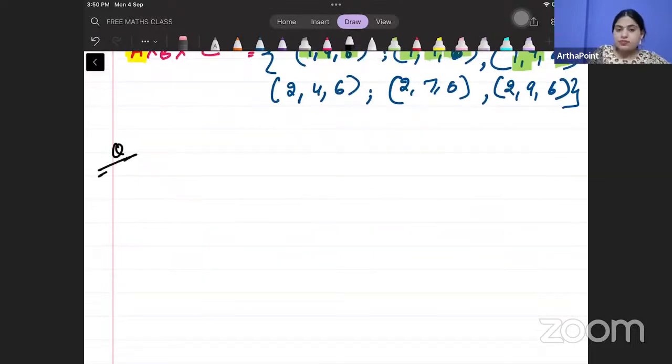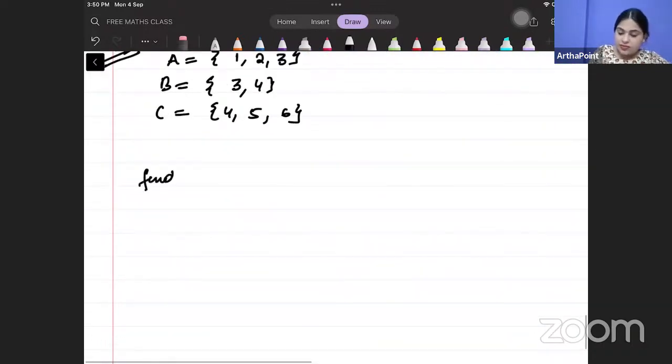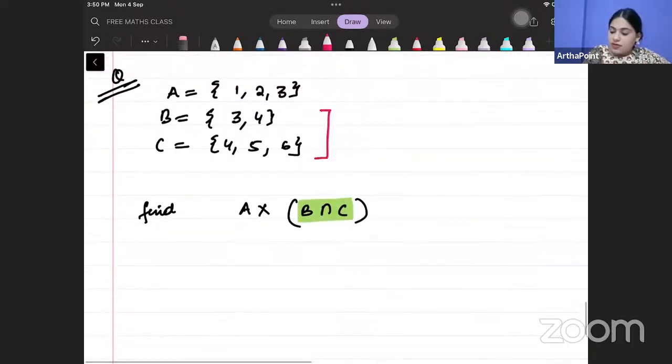Take the next question. A is 1, 2, and 3. B is 3, 4. And C is 4, 5, and 6. Find A cross (B intersection C). Let's start this. So B intersection C, what will that be? Take common between B and C. So B intersection C will be 4. Only 4 is common between the two.